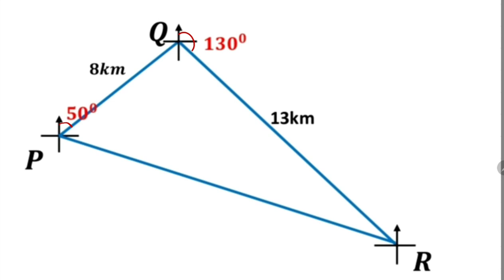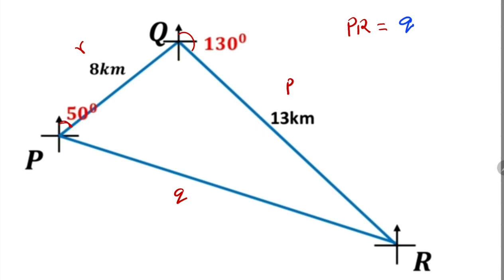Now, for us to find PR, there is something that we need to know. This is P. The side that is facing P is termed small p, the side that is facing Q is small q, and the side facing R is written as small r. So, invariably, we now know that PR is the same thing as the small q. So that is what you are to look for. Now, please just watch and see what I'm going to do here.